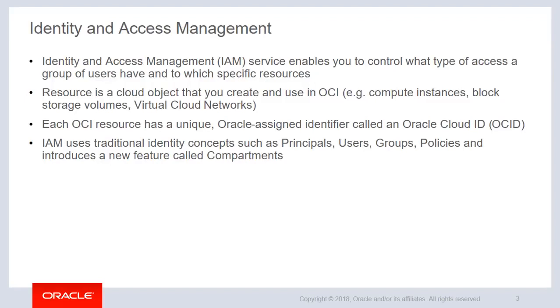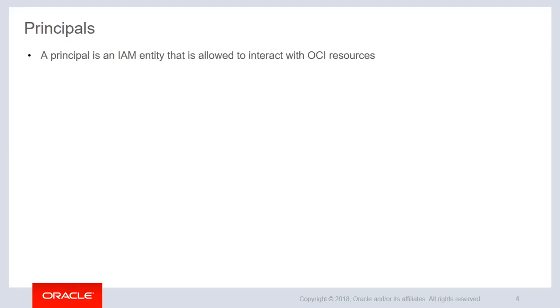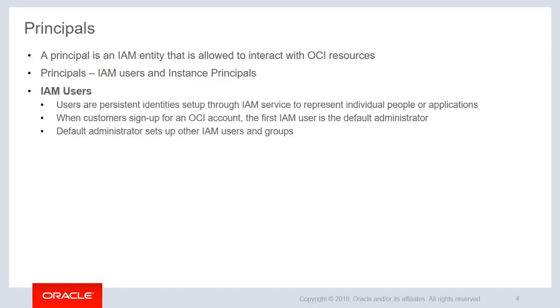OCI Identity and Access Management Service uses traditional identity concepts such as principals, users, groups, policies, and there is a new capability called compartments. Let's look into these. A principal is an IAM entity that is allowed to interact with OCI resources. There are two kinds of principals in OCI: IAM users and instance principals.